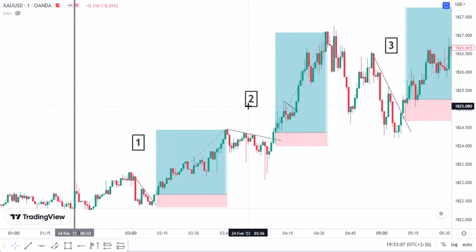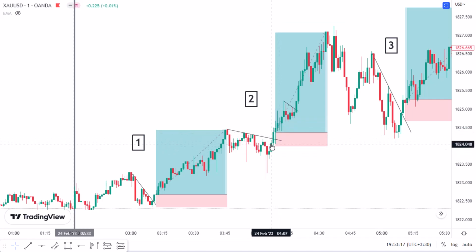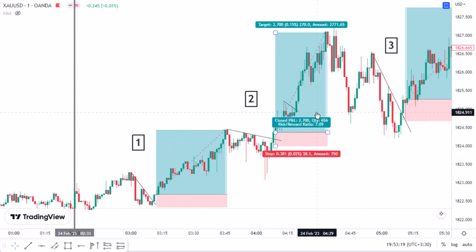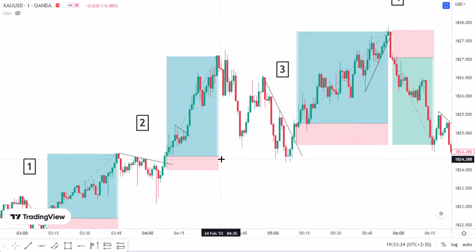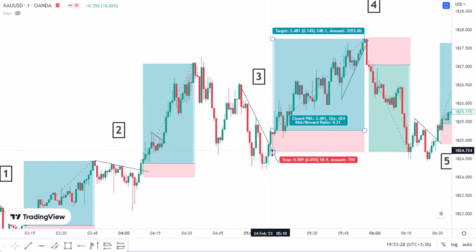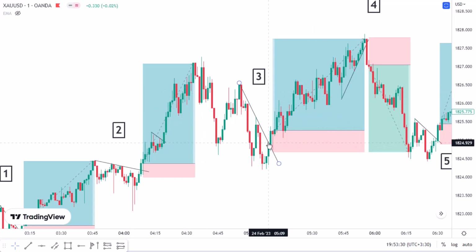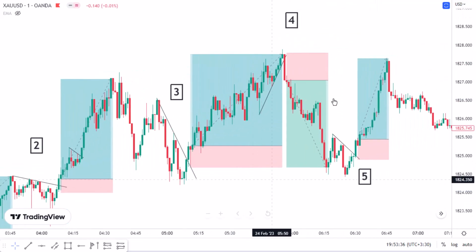On the second trade we have a trend line with one touch, two touches, three touches, four touches, and the fifth time it breaks it here, we enter the position, put our stop loss below that, and it gives us an RR of 7. On the third position we have a trend line with one touch, two touches, and the third time it breaks it, we make a trade here and it gives us an RR of 4.